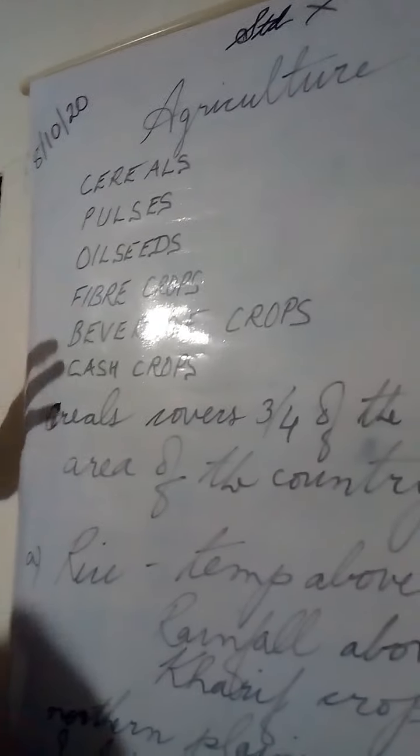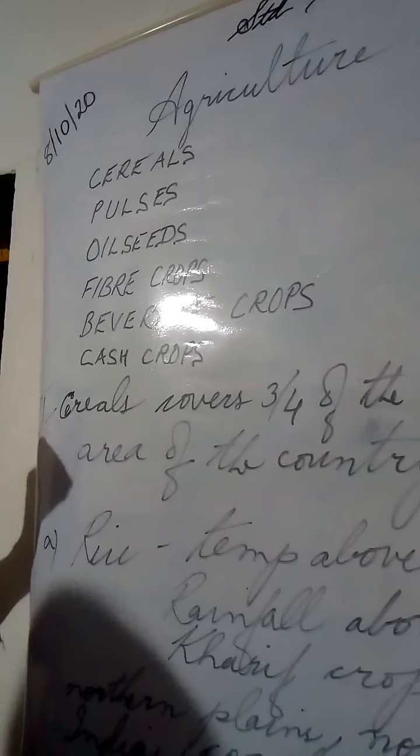Let us learn something about the different types of crops that are grown in India. You can see here we have the cereal crops, then we have pulses, oil seeds, fiber crops, beverage crops, and above all, we also have cash crops. Now, growing of these crops definitely brings development into our country.